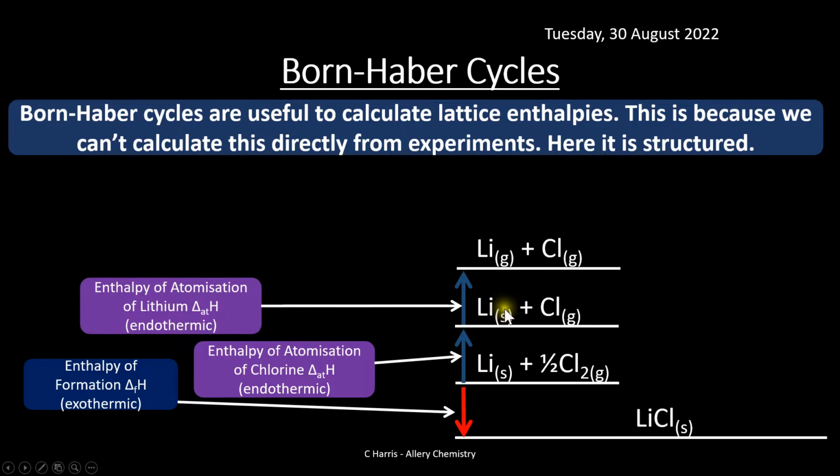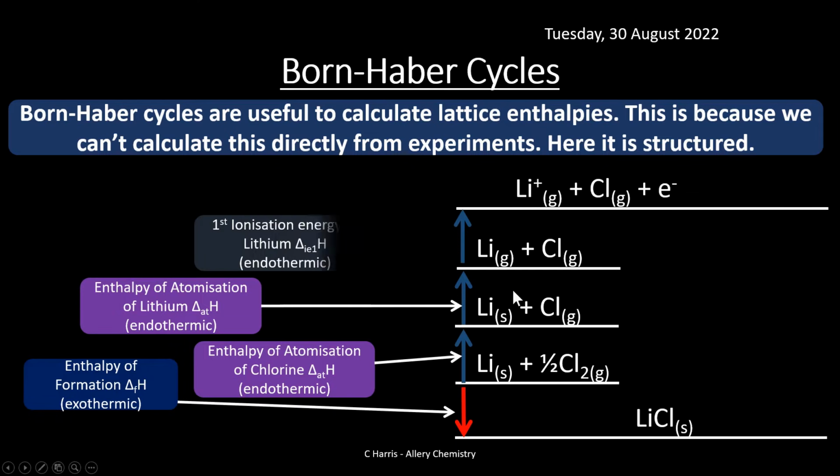So we're going to turn that from a solid into a gas. So atomization is where you're turning it into its gaseous atoms. Okay, so that's gone from solid to gas. Although we're not changing the actual number of lithium atoms here, we are changing the state, so that's classed as atomization. Right at the top here, we then need to ionize the lithium, so remove an electron from it, first ionization, to form Li plus.